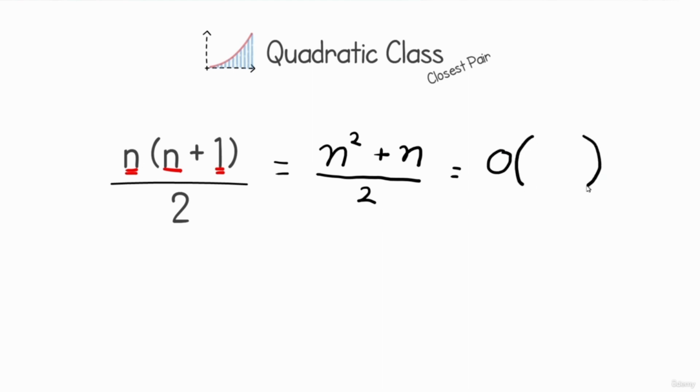And remember that when we have big O, we always drop the constants, so we don't need this divide by 2 over here, and we always take the highest order. In this case, it is the n squared. So we don't need the plus n over here.